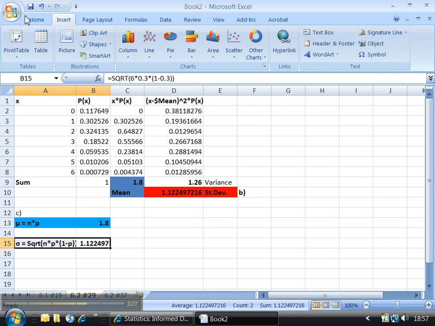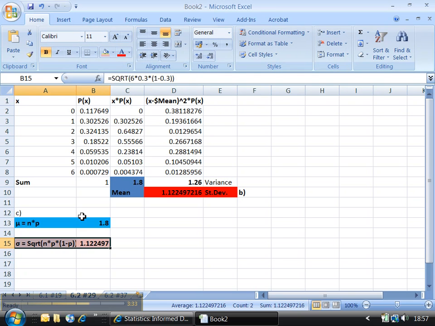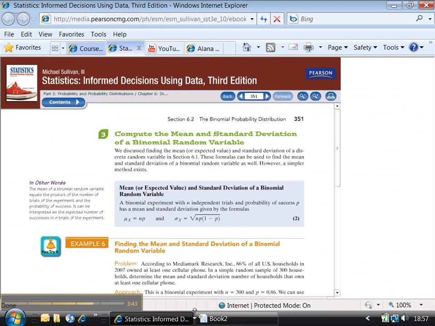Bold. I'm going to make it a color. How about burgundy? There we go. Hey, look. It's the exact same answer. Much, much quicker. That's the beauty of those formulas.